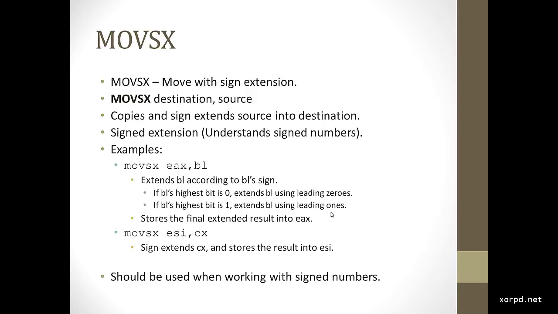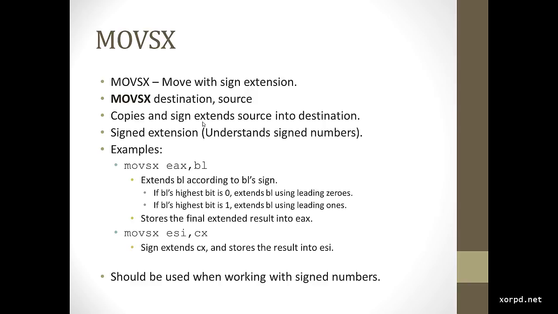Next, we look at move sign extension. It has the same signature as move zero extension. It has a destination and source, exactly 2 arguments, and we expect the destination to be larger than the source, to be larger by size. Just like move zero extension, move sign extension copies and sign extends source into destination. However, this time note that move sign extension sign extends the source into the destination. It's not just about adding leading zeros.